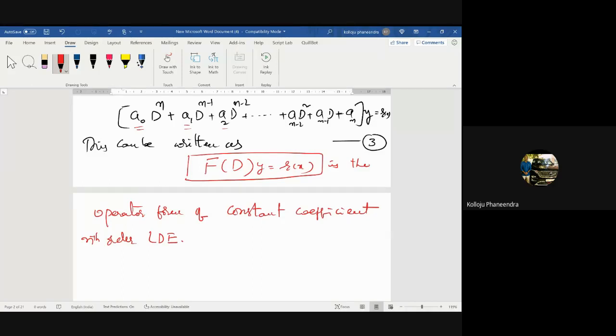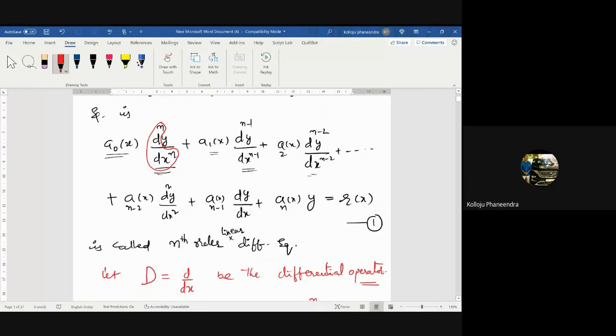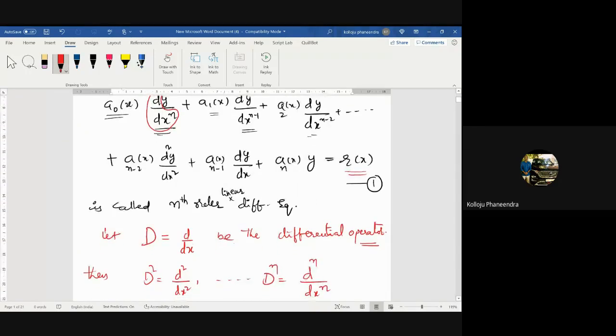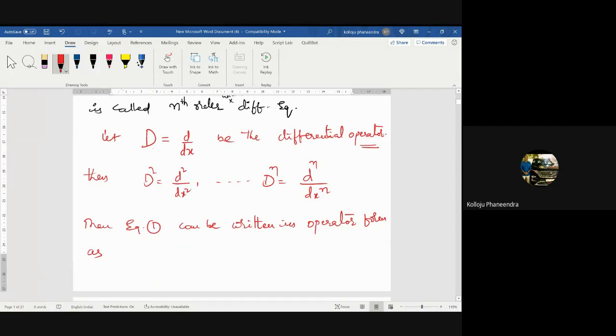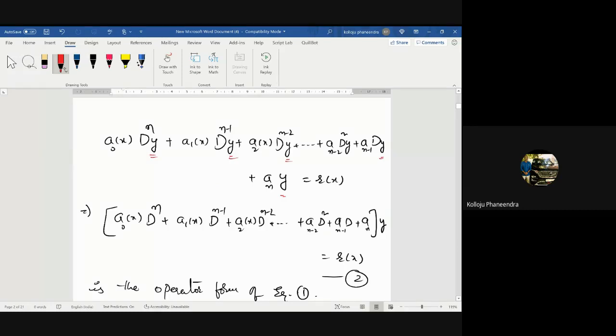This is the first basic concept. Once again, let me explain. The nth order linear differential equation form is equation 1. Just what I have written: some function of x into the nth derivative, function of x into the n minus 1th derivative, function of x into the n minus 2th derivative, and so on, equal to some function r of x. To represent it in operator form, let us denote capital D as the derivative d by dx. Then obviously d square means double derivative, d power n means nth derivative. So equation 1 can be written in operator form in this manner, equation 2.